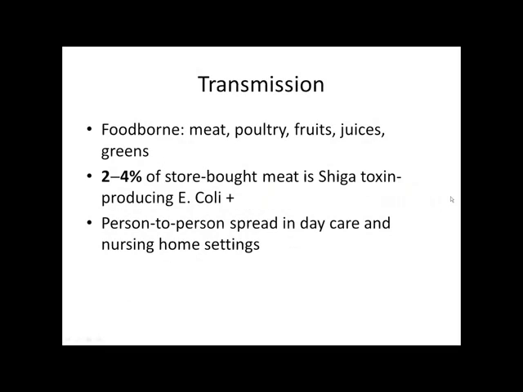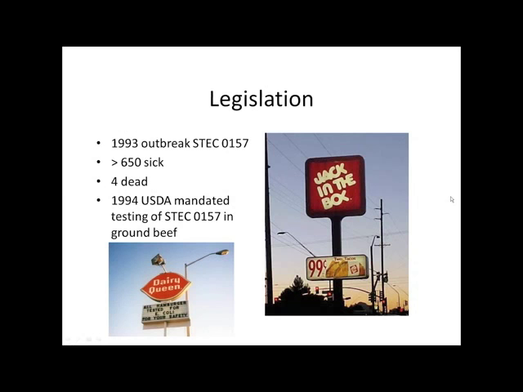How do you get STEC, or Shiga toxin producing E. coli? Well, most of it is foodborne, so meat, poultry, fruits, juices, and greens. In fact, 2 to 4% of store-bought meat is Shiga toxin producing E. coli positive. There's been legislation in the United States since the 1993 outbreak that some of you may have heard about, in Jack in the Box, which left 4 people dead. And in 1994, the USDA mandated testing of STEC O157 in ground beef.